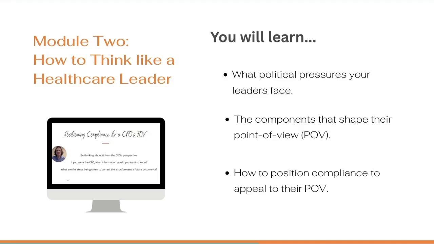Module 2 is how to think like a healthcare leader. Okay, we talked about this a little bit earlier. There are times when you're going to need to take off your compliance officer hat and think like a healthcare leader. This module is going to help you do that. We're going to go through several different types of common healthcare leaders, look at their roles and responsibilities, what sort of things shape their particular point of view, and then most importantly, how do you position the compliance program to appeal to that particular leader's point of view? So it's going to be an effort of trying to climb inside the head of your healthcare leader so that you understand them a little bit better.